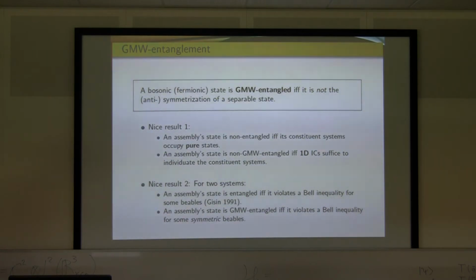GMW is for Girardi, Marinetti, well, let's not discuss both. He says a fermionic state is GMW entangled if and only if it's not the anti-symmetrization of a separable state. So what's the motivation for even talking about something like GMW entanglement?